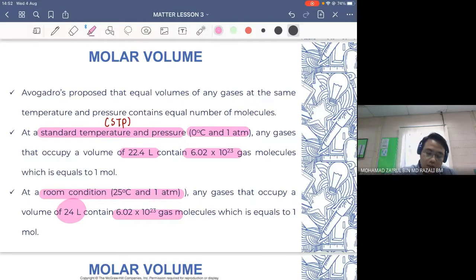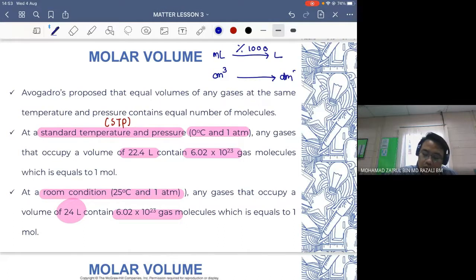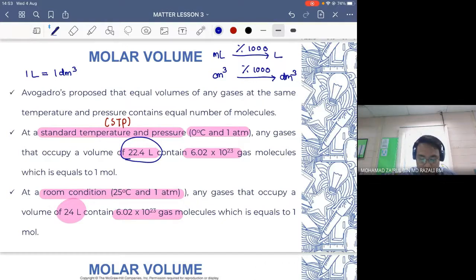Okay, so untuk ini awak kena tahu conversion. So milliliter to liter you need to divide it by 1000. Centimeter cube to decimeter cube you also need to divide it by 1000. So 1 liter is equal to 1 decimeter cube. Ini yang basic unit conversion that you need to know to calculate the molar volume. Okay, remember STP 22.4 liter, room condition 24 liter.